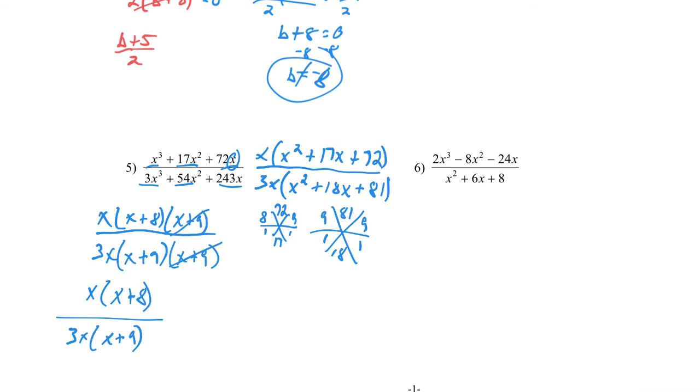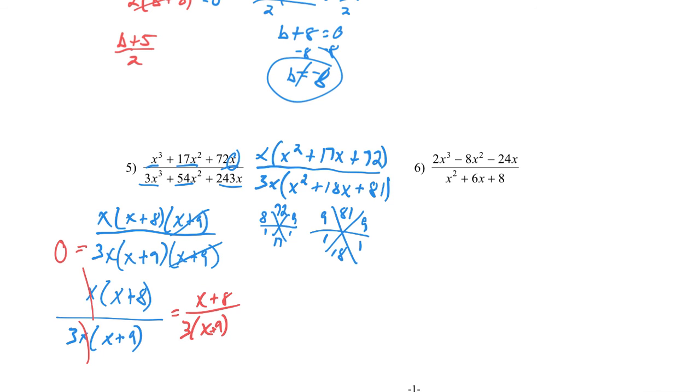And oops, I forgot one little thing. The x's here in the front can also cancel out. So really what I've got left over is x plus 8 over 3 times x plus 9. Okay, and then don't forget to do the excluded values.